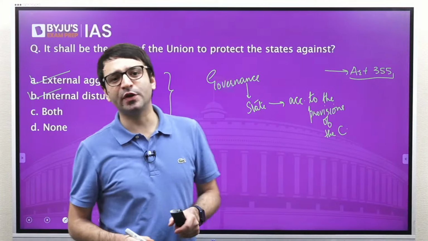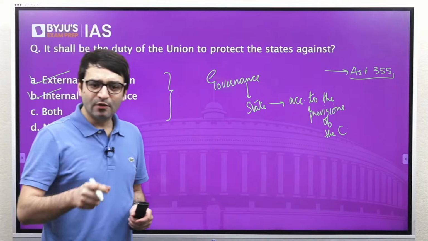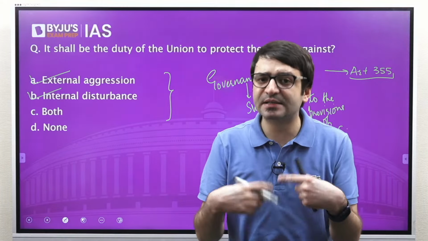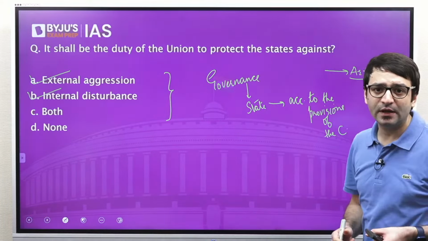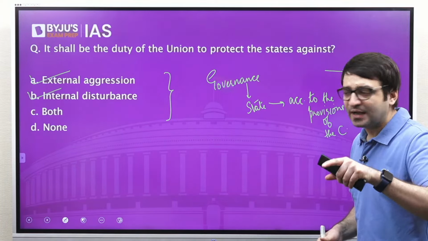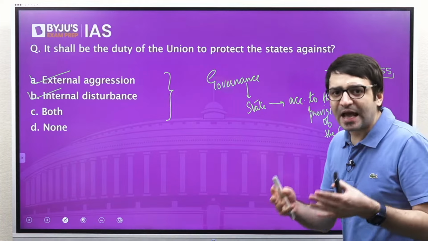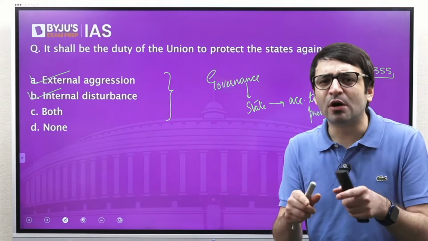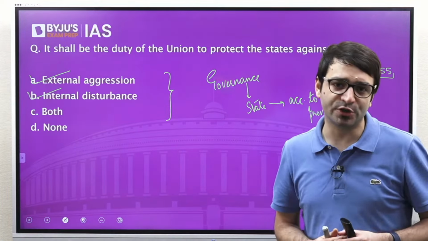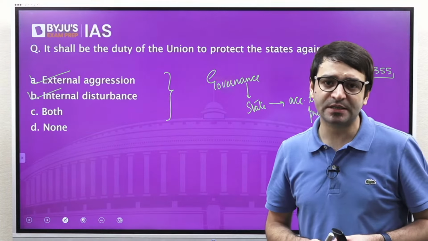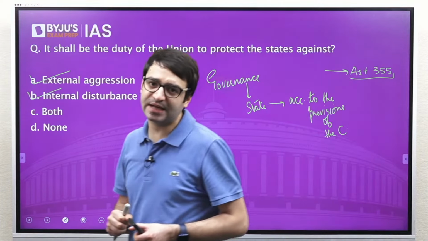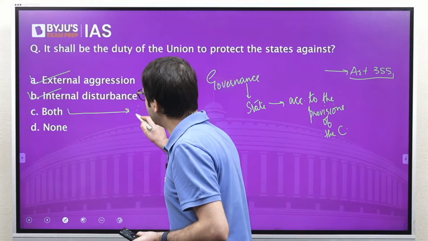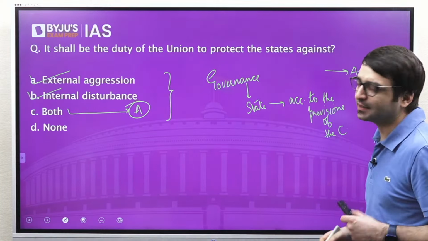It shall be the duty of the union to protect a state from external aggression, from internal disturbance as well, and at the same time there is additional duty under Article 355 on the center that you have to ensure that governance in every state is carried out according to the provisions of the Constitution. And whenever in a state governance is not carried out according to the provisions of the Constitution, then that state government can be dismissed. A president's rule can be imposed in that state under Article 356. So what is the answer to this question? C. Both A and B is the right answer.